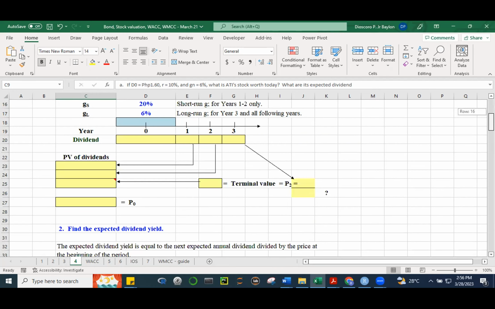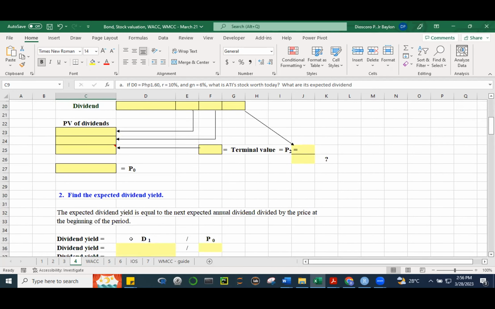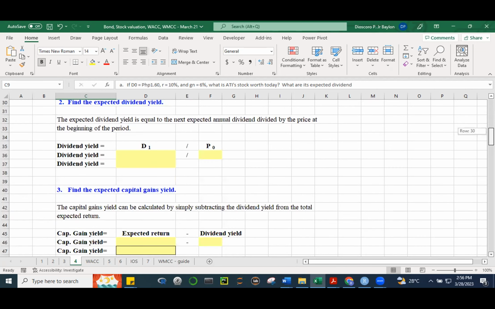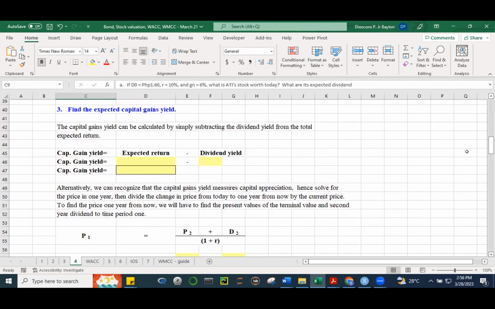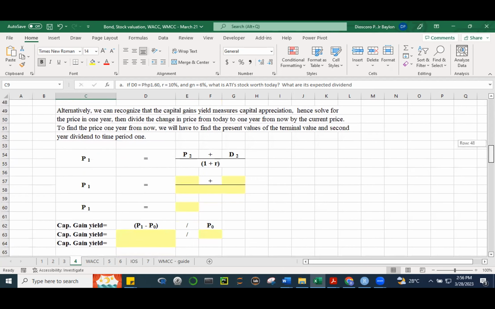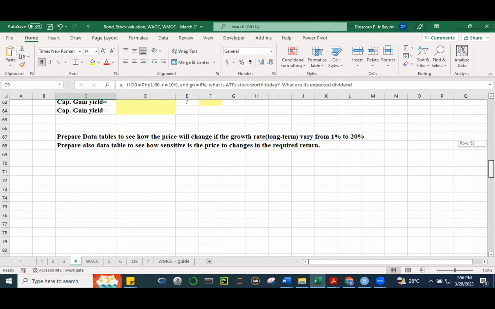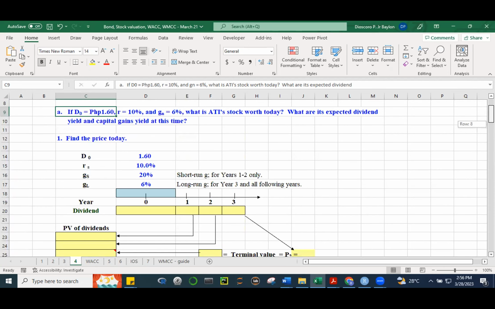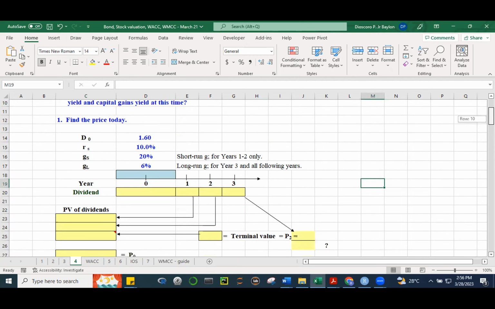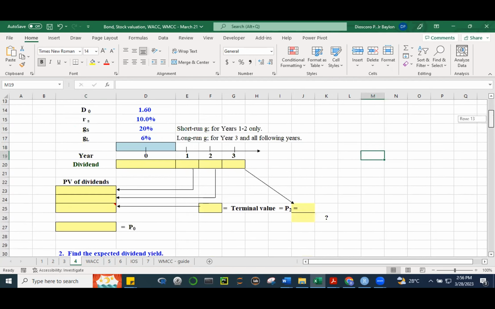All right, so I gave here the formula. Expected dividend yield is simply your dividend at year 1 divided by the current price. Expected capital gains yield will be your expected return minus your dividend yield. Okay, let's answer some of this, and then I'll give you some of this as an exercise to do, and then we'll discuss and compare results on Friday so that we can cover the other materials. The formula is there, so you should be able to follow along.